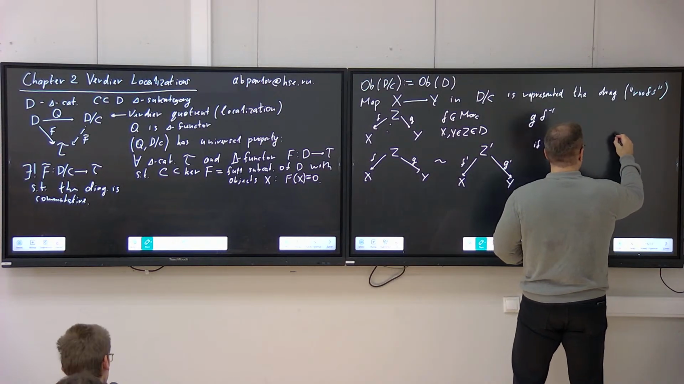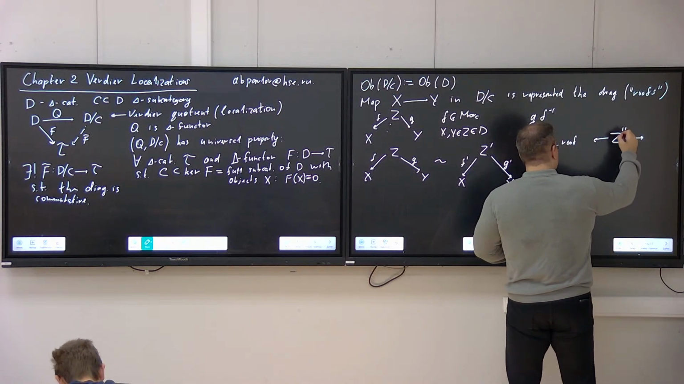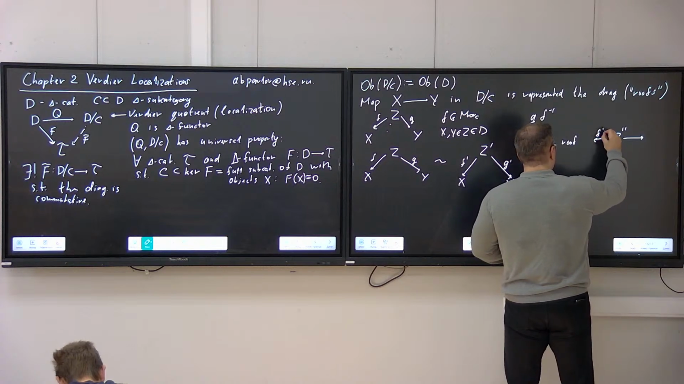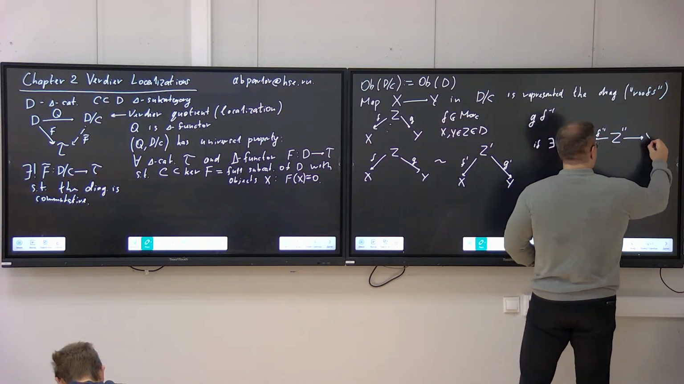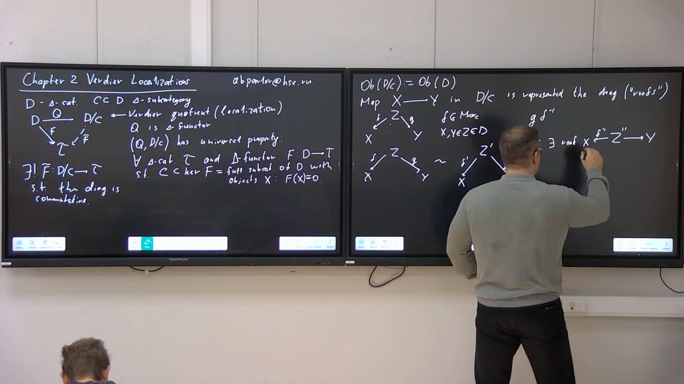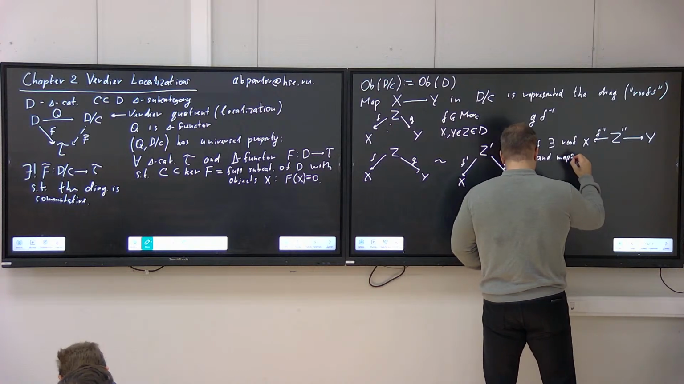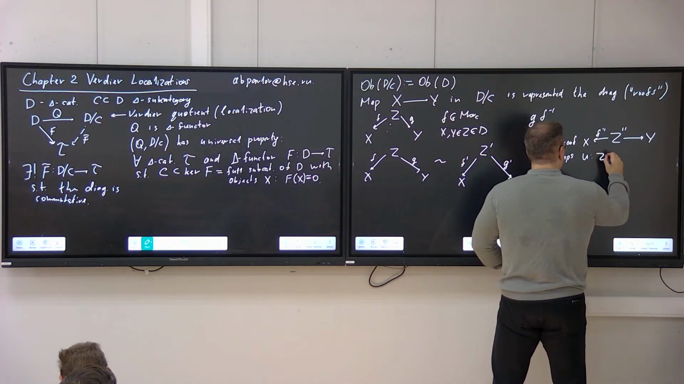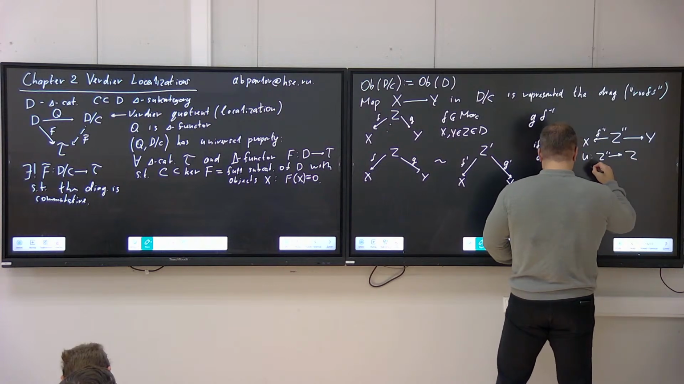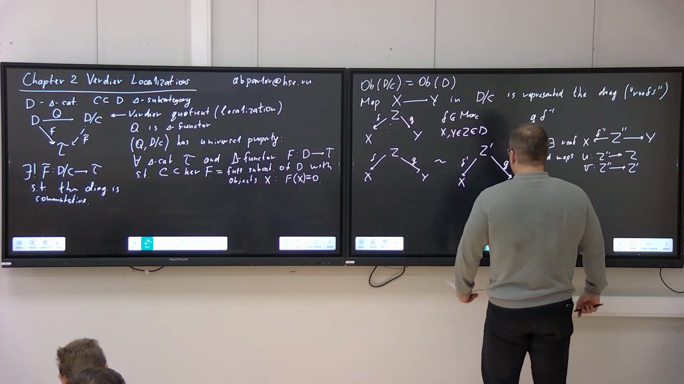So just to save some space, I'm going to draw this in one line. Say Z double prime, F double prime, X and Y. So there is a roof and maps. Say map U from Z double prime to Z, and map V from Z double prime to Z prime, such that I have a commutative diagram.